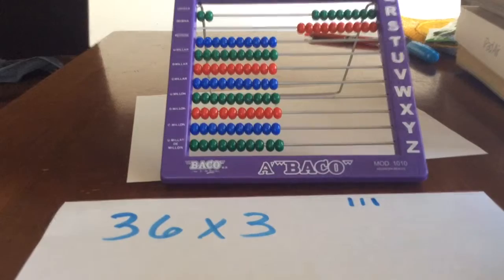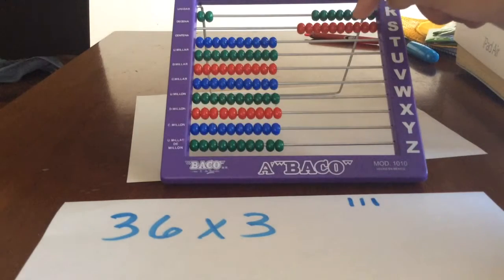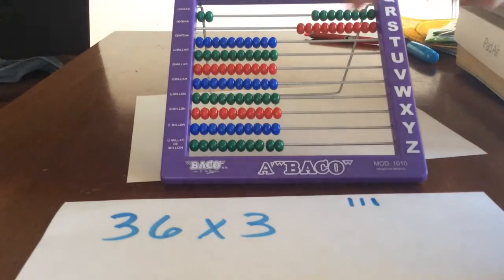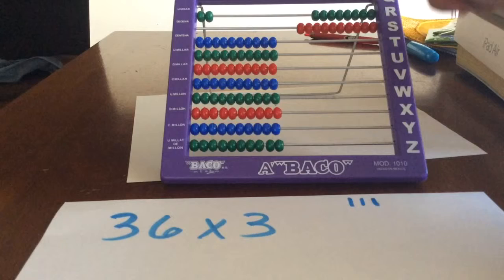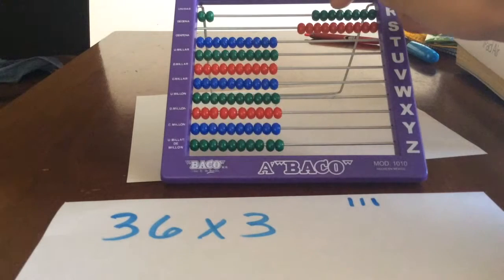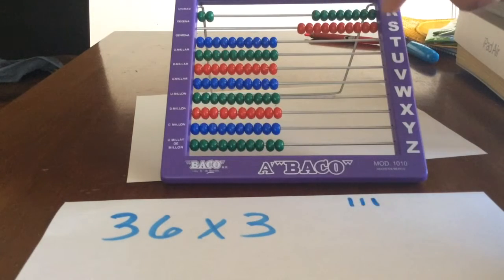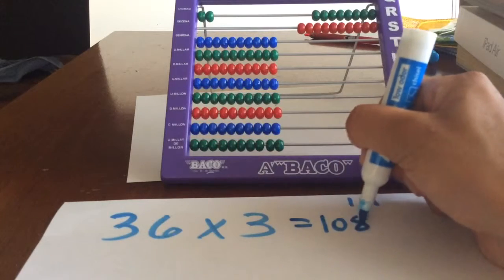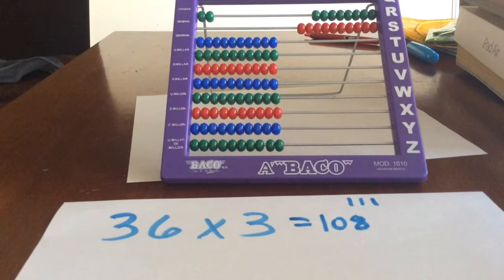So we count our results, if you would say. 1, 2, 3, 4, 5, 6, 7, 8, 9, 10. And they're all worth 10, so that's 10 times 10 is 100. 1, 2, 3, 4, 5, 6, 7, 8. 100 plus 8 is 108. Therefore, 36 times 3 is equal to 108. And that is example number 2.